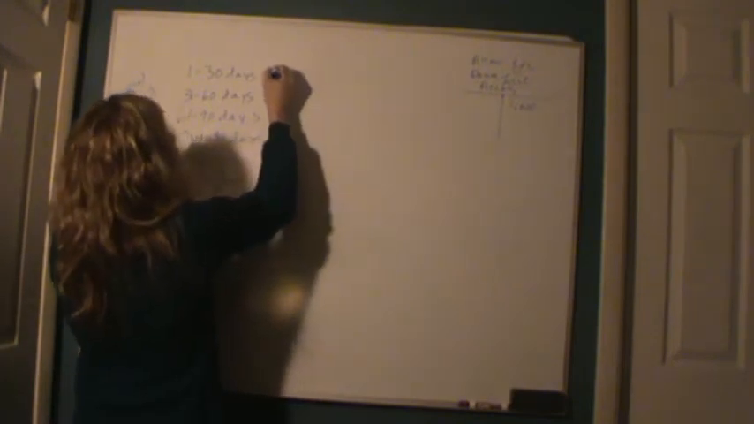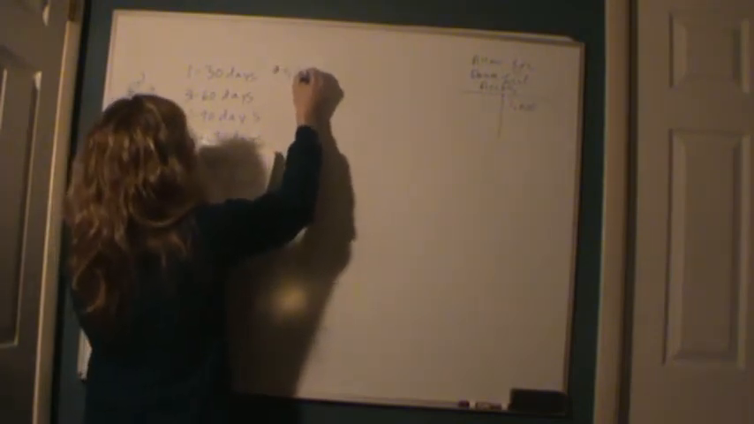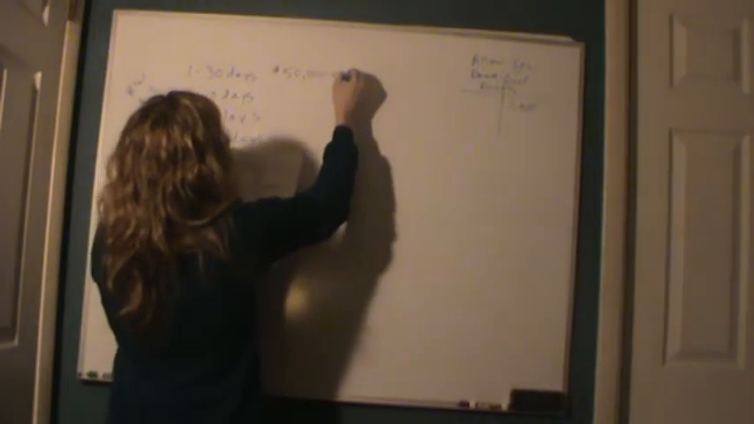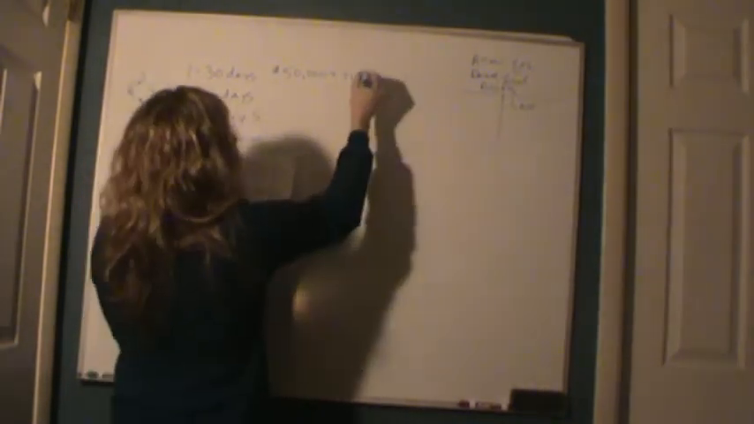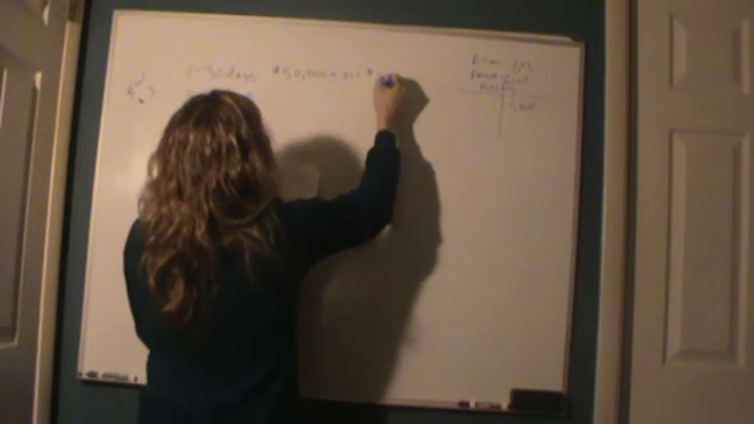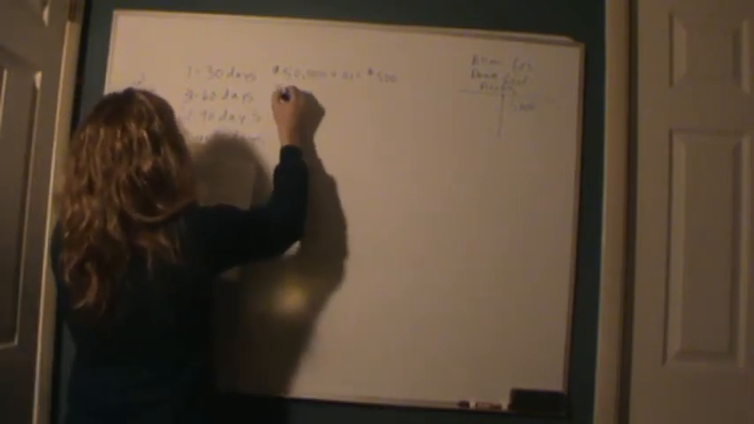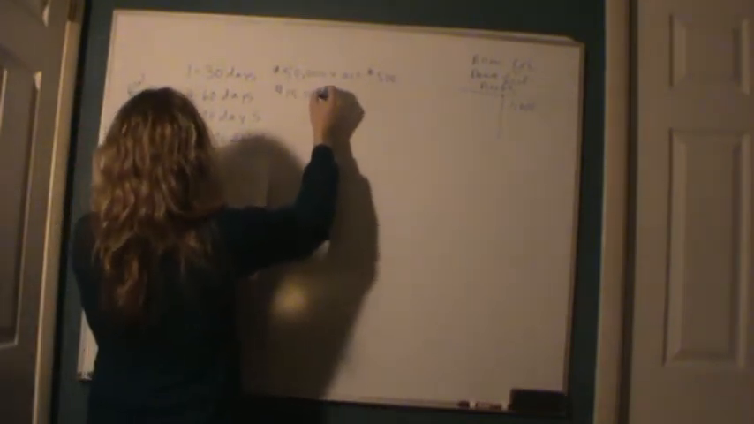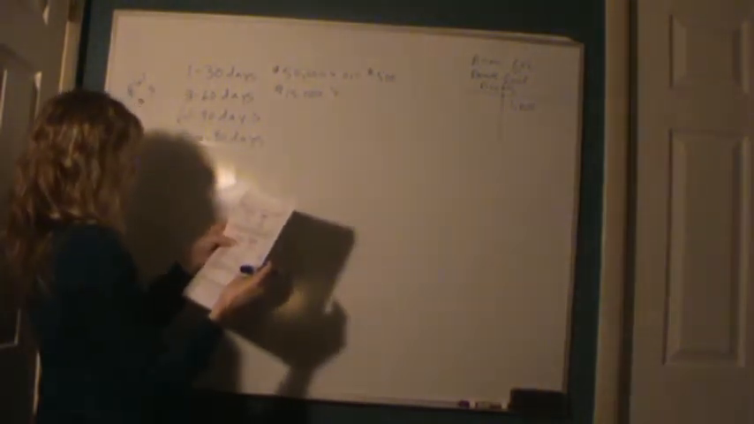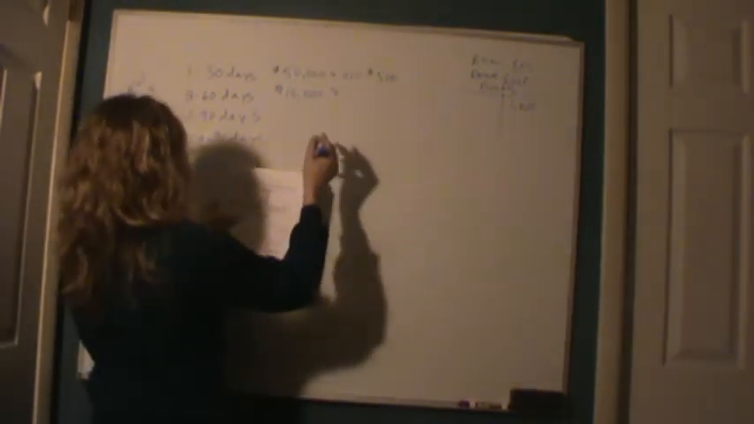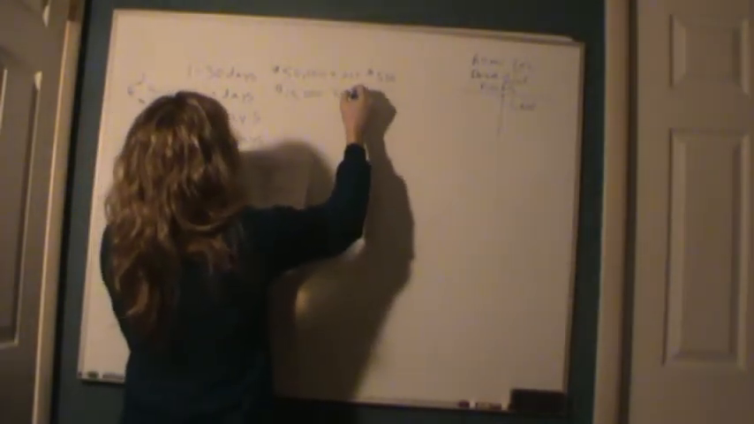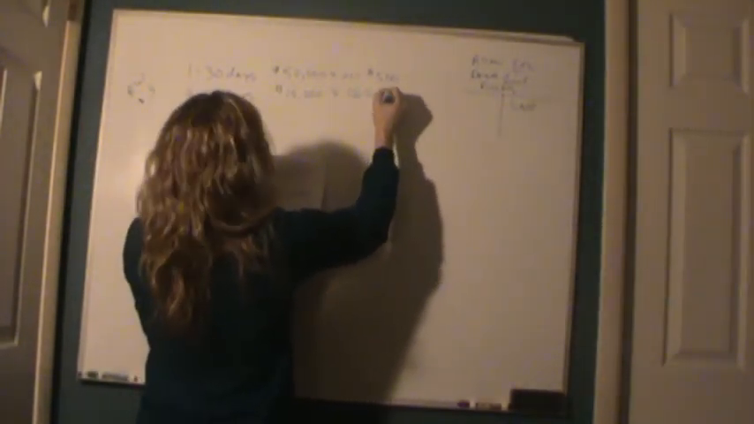So for 1 to 30 days, which is going to be for us the month of May, 1% is uncollectible. So we're going to take the $50,000 of sales for May, multiply that by 1%, and we get $500. 31 to 60 days is going to be our April sales. So we're going to go ahead and take that $15,000, multiply that by 6%, that's for 31 to 60 days age of accounts, and that is going to give us $900.